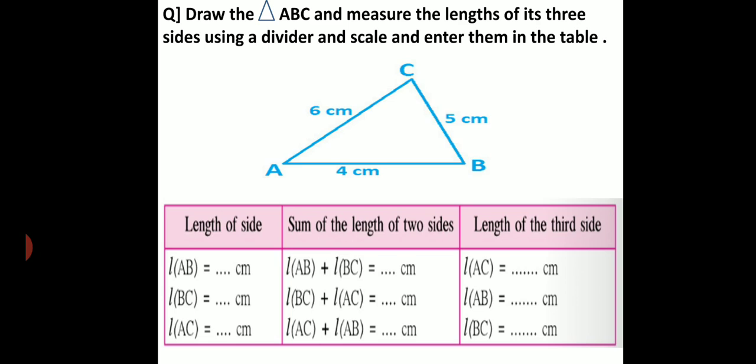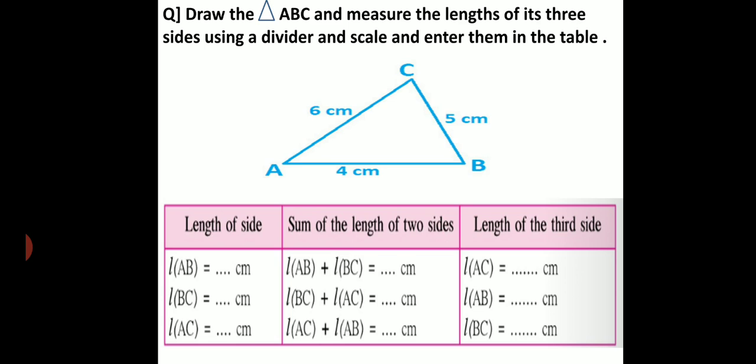So children, here on screen I have just modified the question a little bit. If you have a look in your textbook, the actual question states, wherein you have the word activity: draw any triangle on a paper, name its vertices ABC, measure the lengths of its three sides using a divider and scale, and enter them in the table. I have modified the question and written it here on screen, so you will also copy the question that you see on the screen.